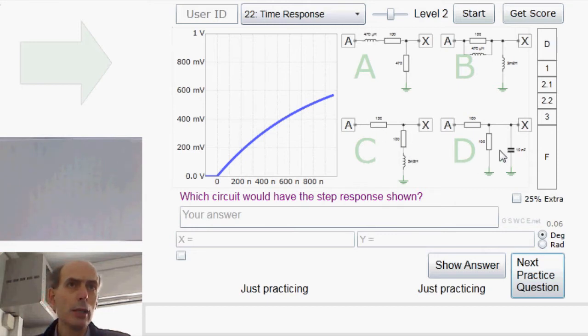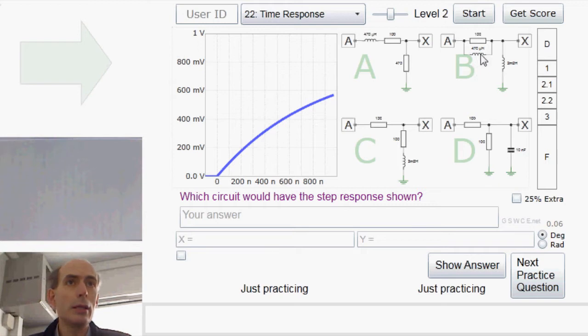Number D, we can eliminate for the same reason. In the steady state, when the capacitor has completely charged up, we can ignore its effect at infinite time, and we would expect X to be half of A. However, the output here has already gone above half of the 1 volt input, so we can eliminate D as well. That leaves A and B.